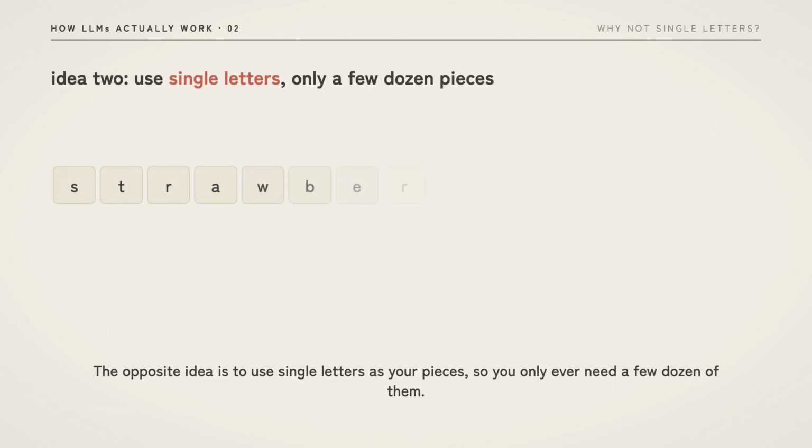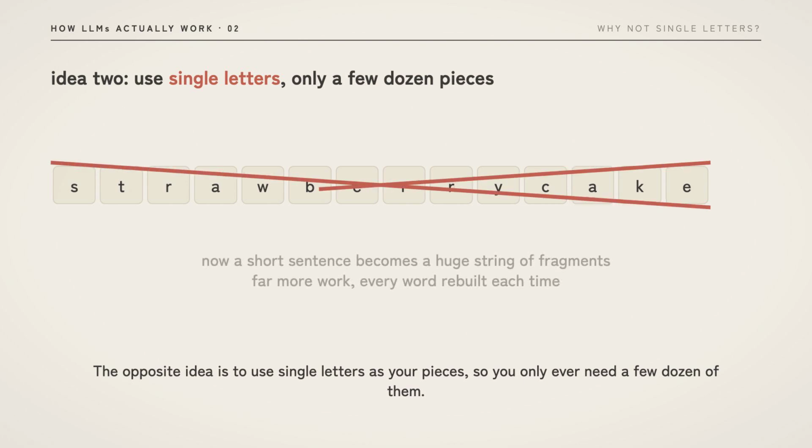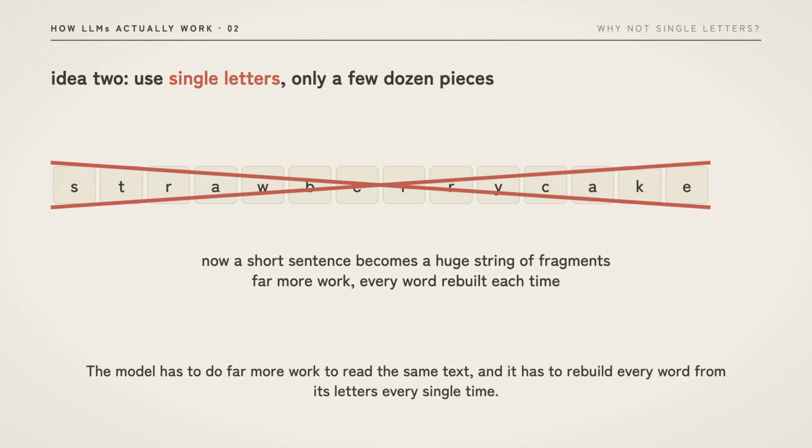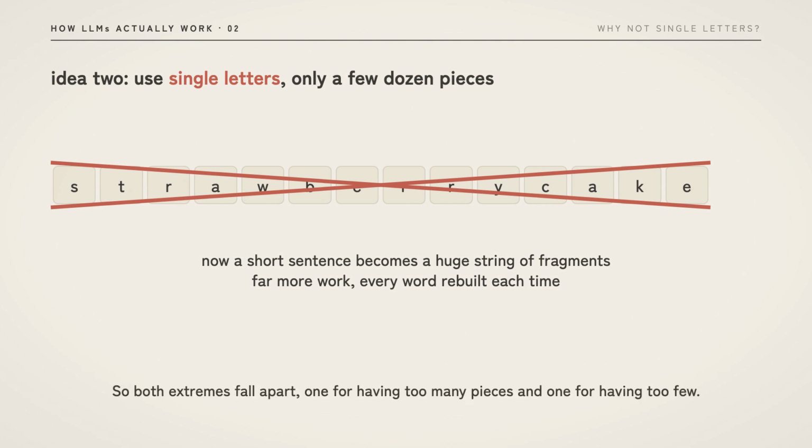The opposite idea is to use single letters as your pieces, so you only ever need a few dozen of them. That fixes the never-ending list problem, but now even a short sentence turns into a huge string of tiny fragments. The model has to do far more work to read the same text, and it has to rebuild every word from its letters every single time. So both extremes fall apart, one for having too many pieces and one for having too few.